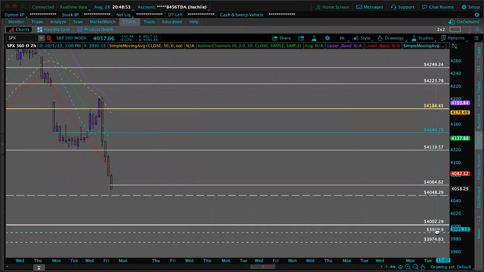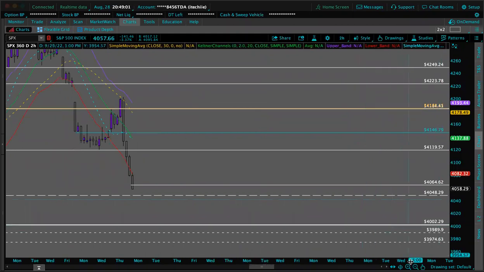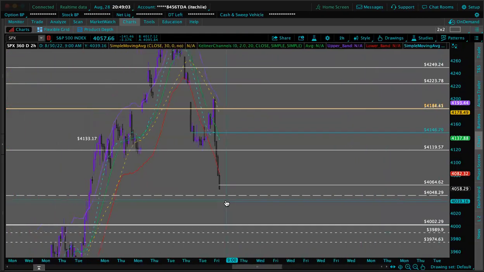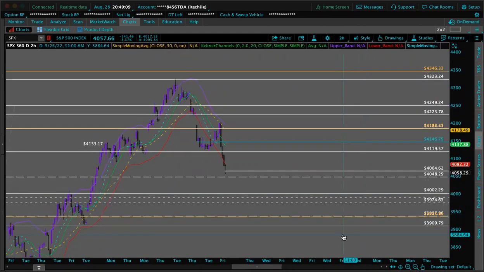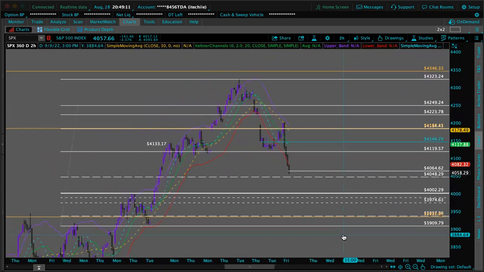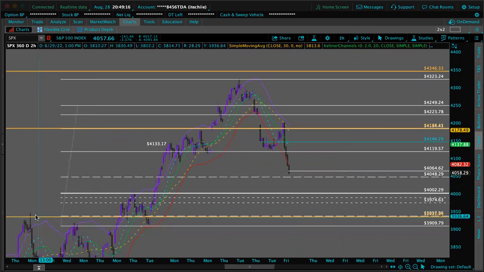So that's 4002.29. Under that is 3989.90. Every time you get to a thick level, and these thick levels are created by Fibonacci retracements or extensions, those thick levels are usually breakout levels. Focus levels like yellow lines are also key levels as well. So keep that in mind.